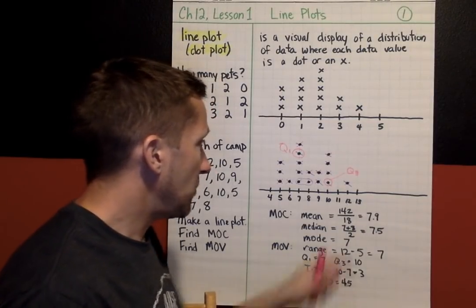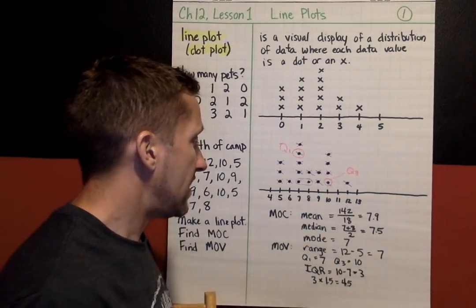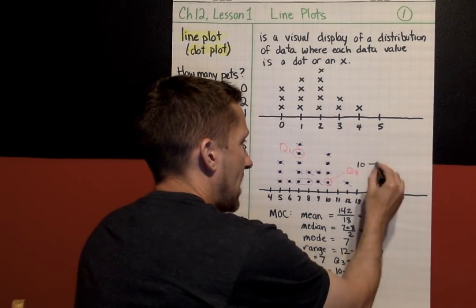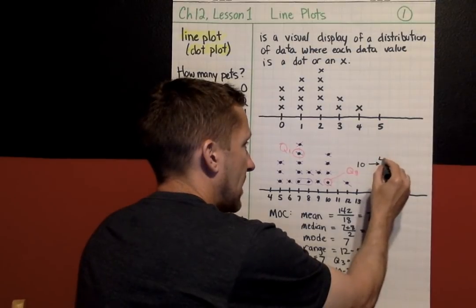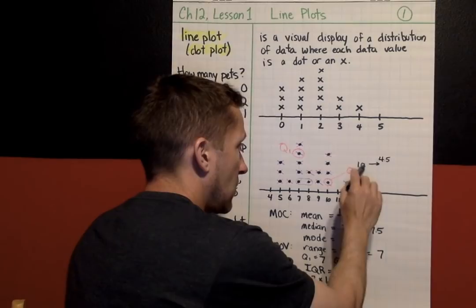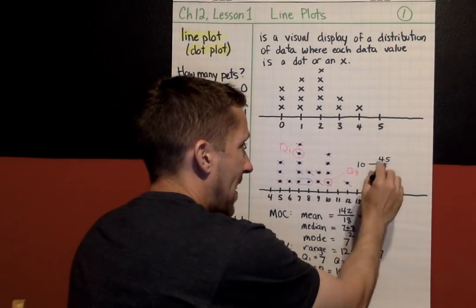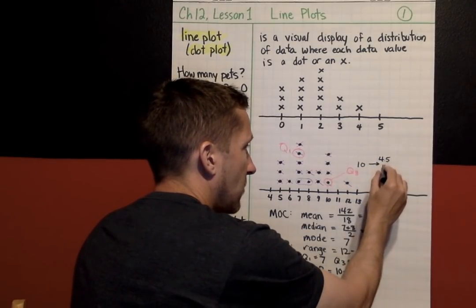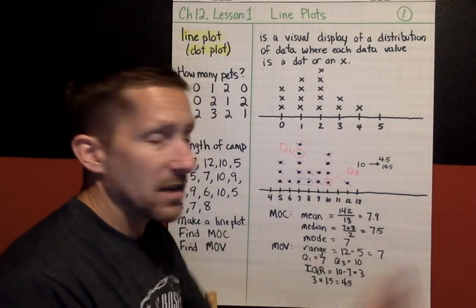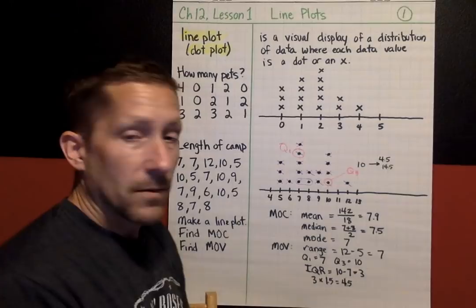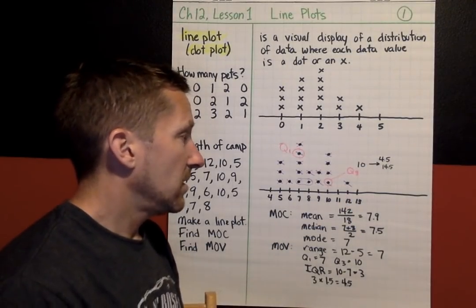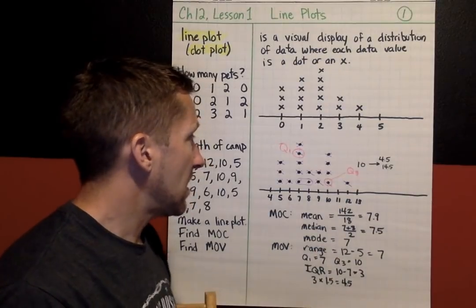This is what I'm doing to figure that out. I go back to Q3, which is 10, and I'm going to go out 4.5. If I start at 10 and go out 4.5, I would be at 14.5. Do I have any outliers beyond 14.5? Well, the answer is no. The highest value I have is 12. So I don't have any outliers on the high end.